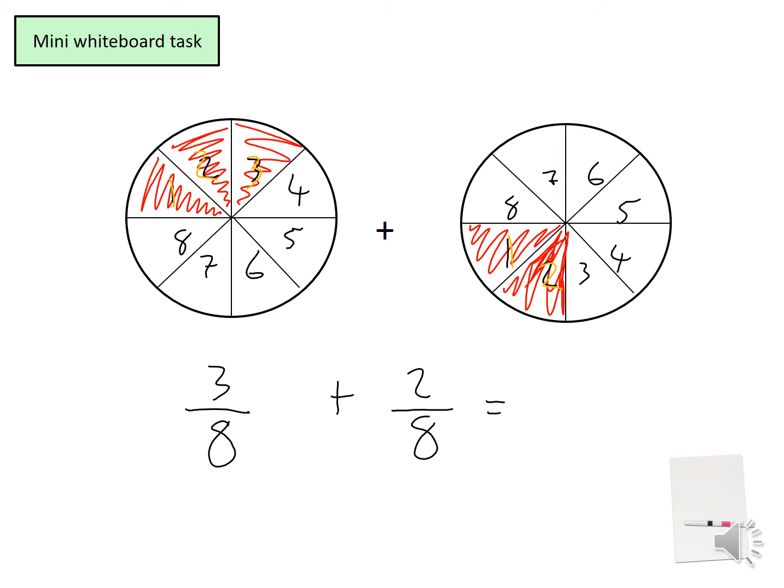Again, we do not change the denominator when adding fractions because it is all out of 8 parts in total. However, I have shaded in 3 parts and I've shaded in another 2 parts. So when I add those together, I get 5 parts. 5 out of 8. 5/8.